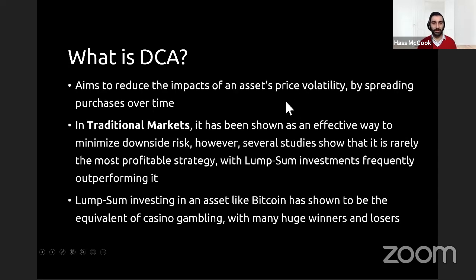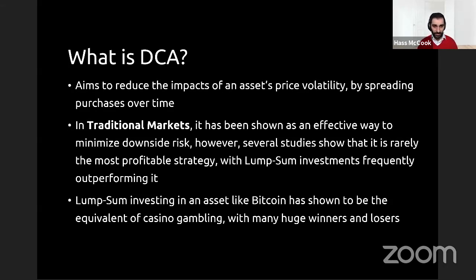DCA, as I mentioned earlier, aims to reduce the impact of an asset's price volatility by spreading out your purchases over time. In traditional markets, this has been shown over the years to minimize your downside risk, but a lot of studies show that it's not always the most profitable strategy, with lump sum investments frequently outperforming it. A lump sum investment is effectively a one-off investment. So let's say I have $10,000 to invest. A lump sum investment would be investing all $10,000 into stock X today, whereas a DCA would be investing $1,000 a month into stock X every month for the next 10 months.